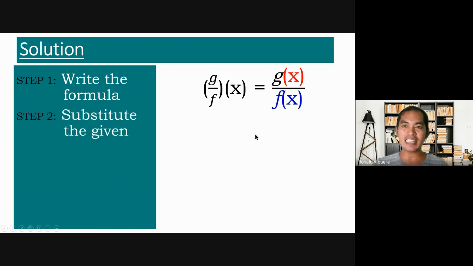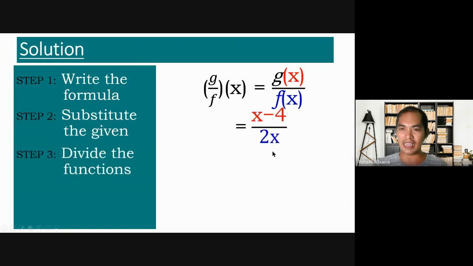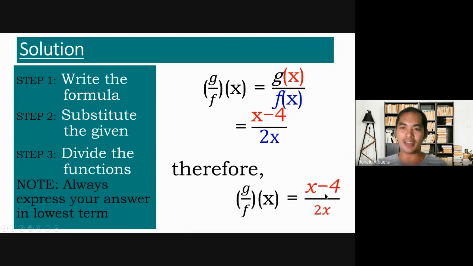G ang nasa taas. Then, write the given. Yung g of x ay x minus 4. Yung f of x ay 2x. And then, since x minus 4 is already in lowest term and 2x cannot be factored anymore, therefore, that's the answer. g over f is equal to x minus 4 over 2x.